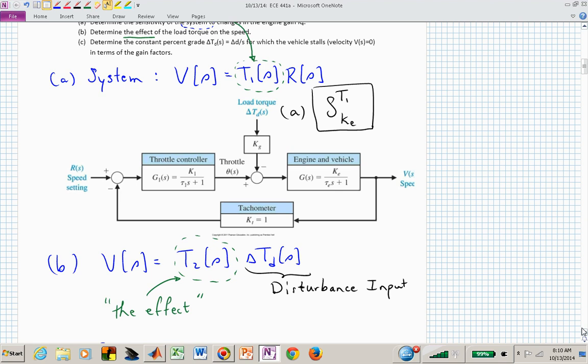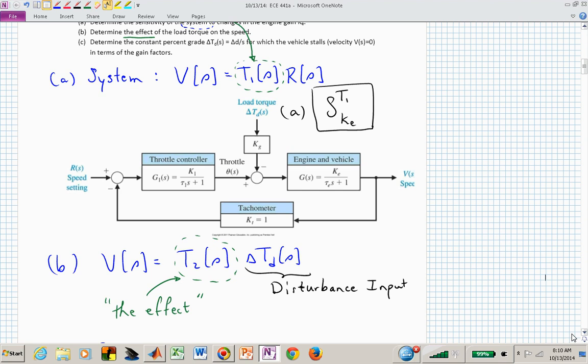Again, we haven't applied an input yet to this problem. We just know where those inputs are located. That's part B. Part C says, determine the constant percent grade. Now, what is this load torque value for which this vehicle would actually stall?